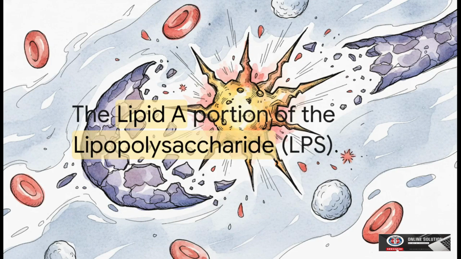You absolutely must know this. When a gram-negative bacterium dies and breaks apart in a patient's bloodstream, it releases this lipid A. And this specific molecular component is what triggers a massive immune response, leading to severe clinical reactions like fever and endotoxic shock. It's literally a molecular landmine.